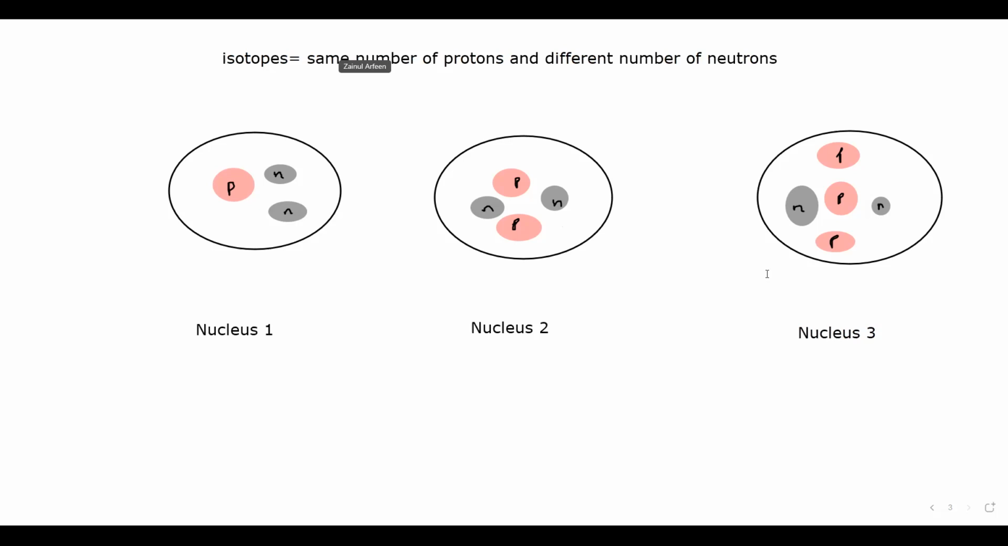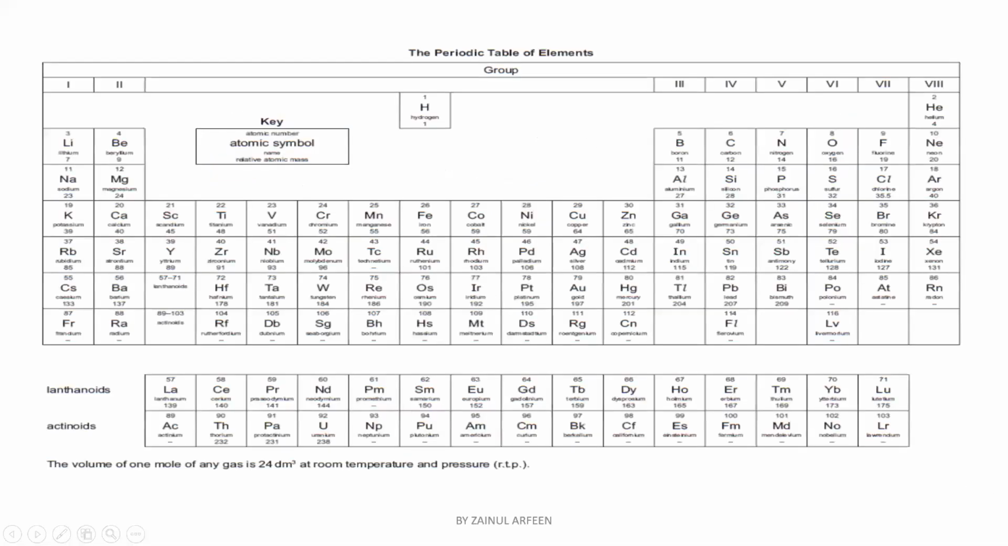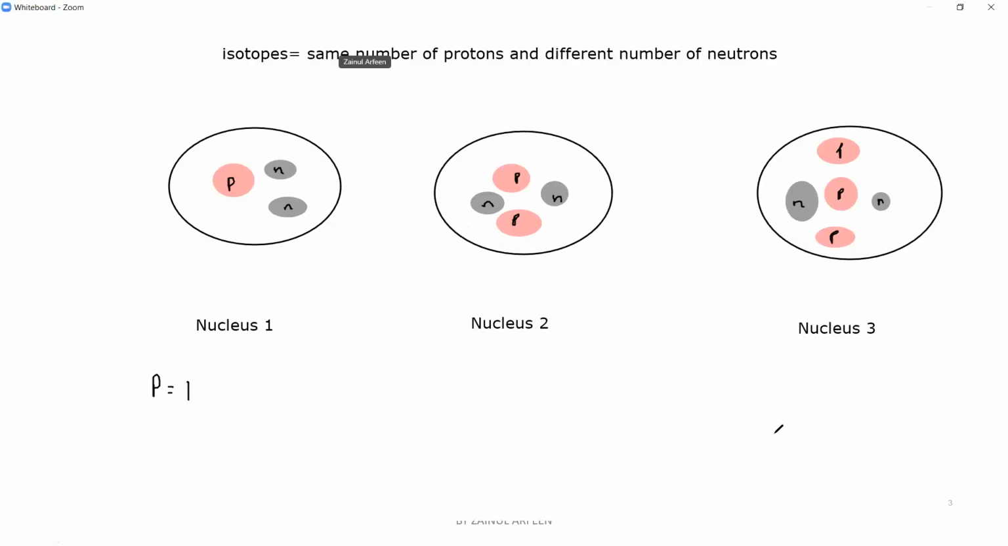And if I say, can you identify the element? How do you identify the element? You check the proton number. Whenever you want to identify the element, you check the proton number. So the proton number is 1. So you will check the periodic table: which element has proton number 1? That is hydrogen. So the first one is hydrogen.